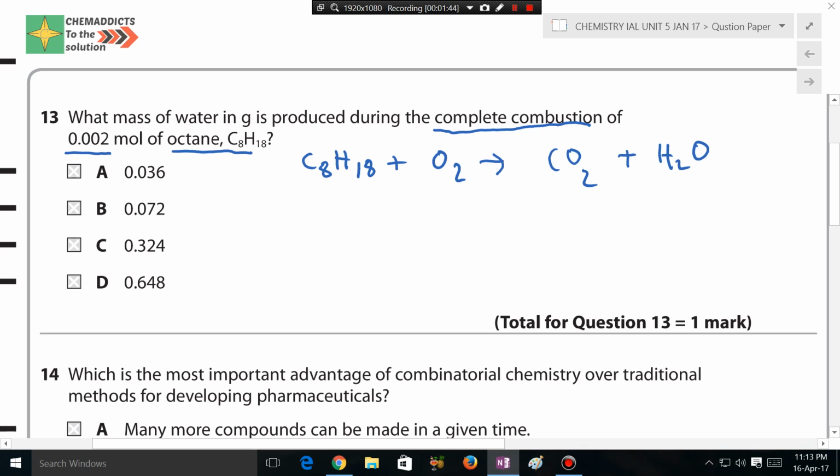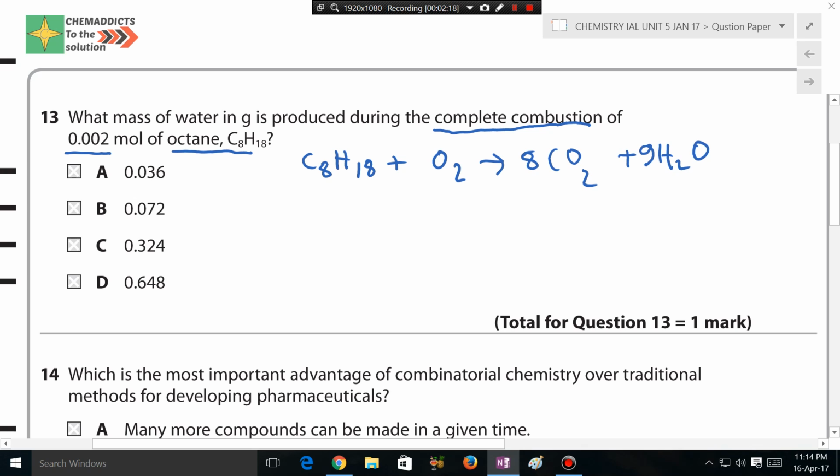Now let's balance the equation. Here we have 8 carbons on the left-hand side, and we are going to have 8 carbons on the right-hand side, so carbons are balanced. Now let's balance hydrogen. 18 hydrogens on the left-hand side, so we get 9 water to give 18 hydrogens on the right-hand side. Hydrogens are also balanced.